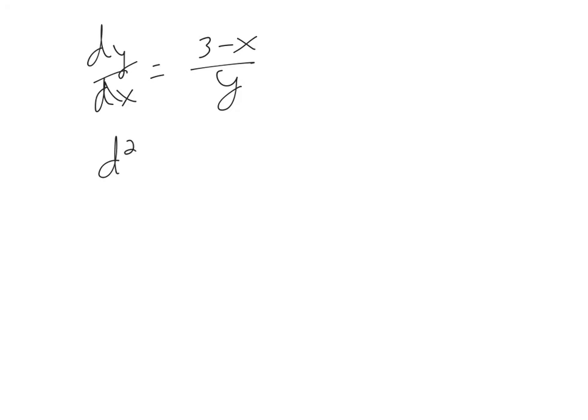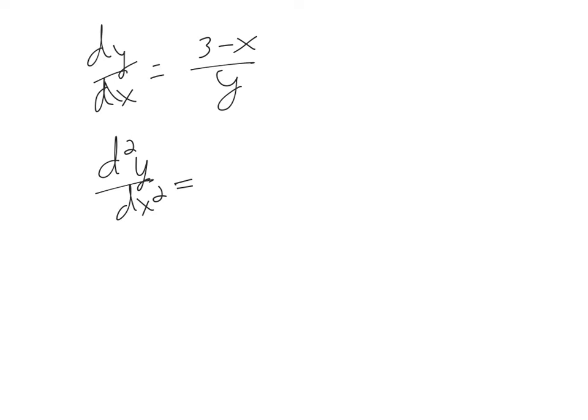dy/dx equals (3 minus x) over y. I'm going to take the second derivative. So the derivative of both sides, to give me the second derivative, is equal to... I'm going to have to do the quotient rule. Good review of your derivative rules.